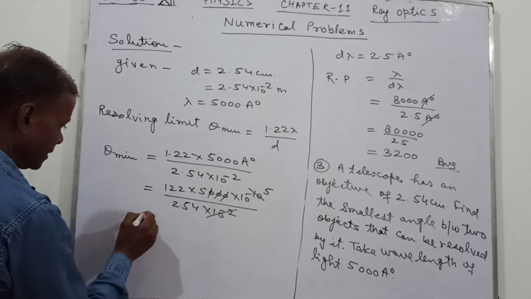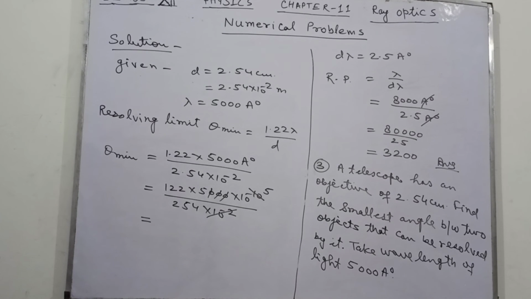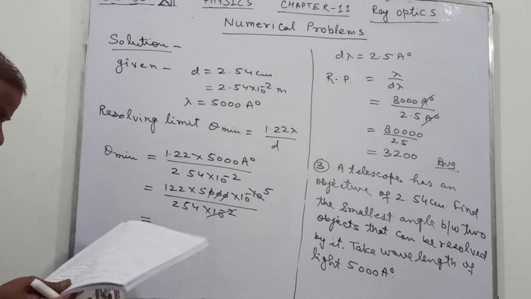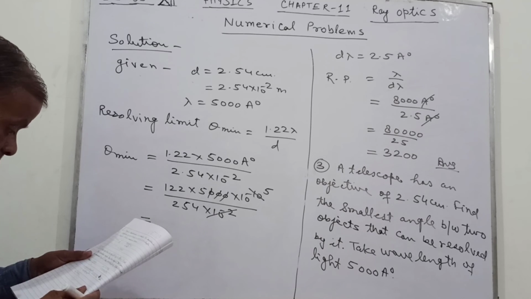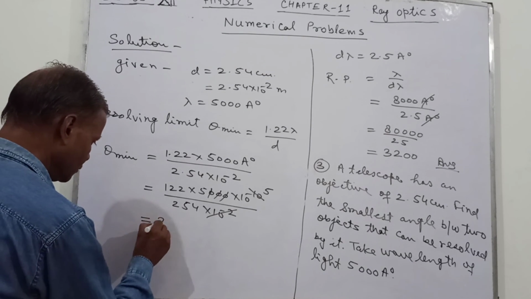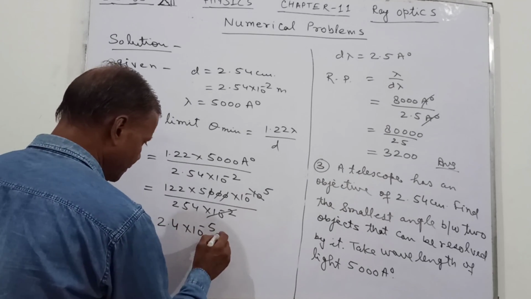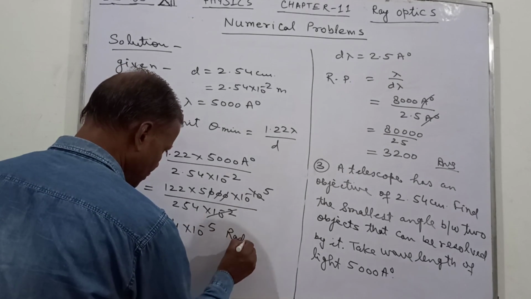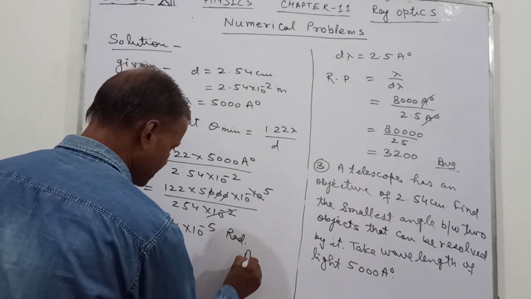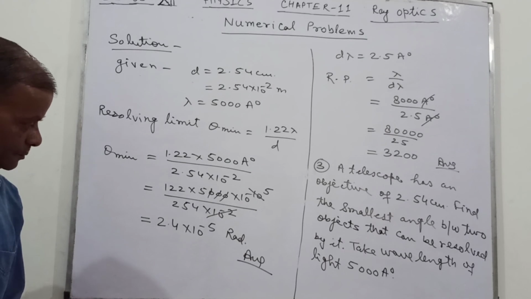Dividing, how much does it come approximately? This comes out to be 2.4 into 10 raised to the power minus 5 radians. This is now theta minimum.